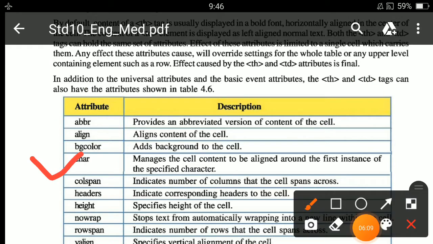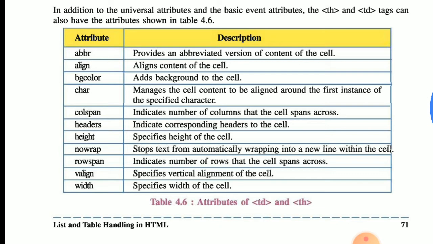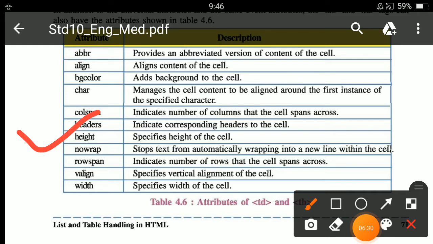Char manages the cell content to be aligned around the first instance of the specified character. Then colspan, which you already know, indicates the number of columns that the cell spans across. Then headers: suppose you want to give the heading of a particular cell, at that time which attribute is used? Headers. Then height, which specifies the height of the cell. Then nowrap means stop text from automatically wrapping into a new line within the cell.